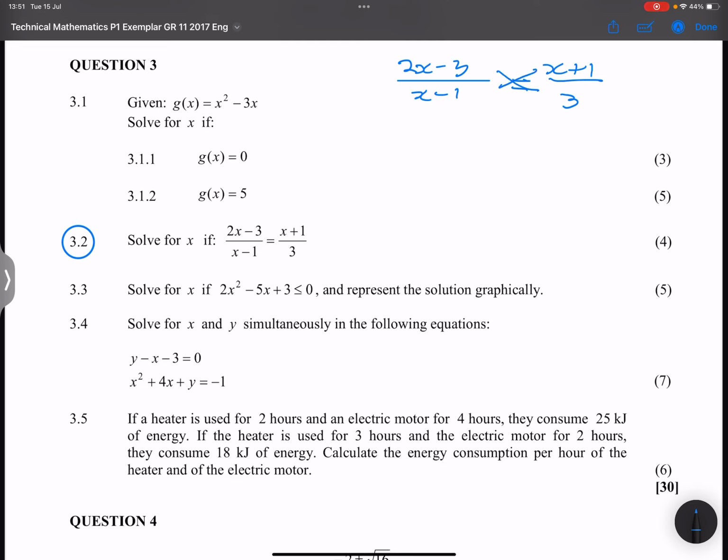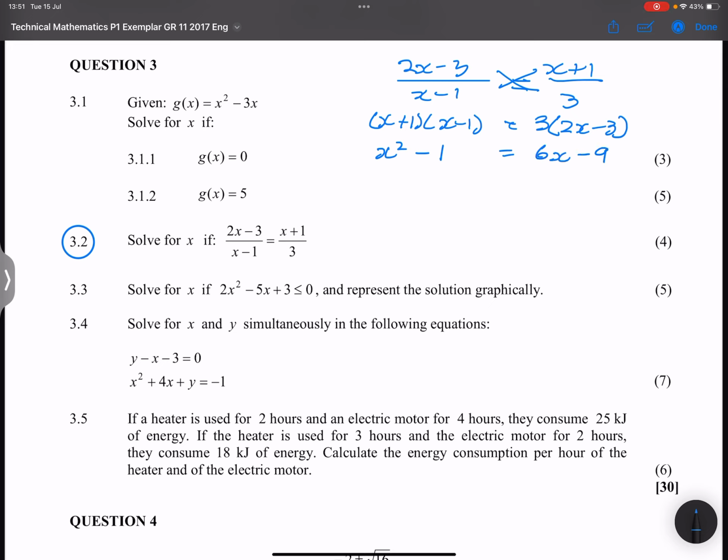So we've got x minus 1, x plus 1, right? That's the difference of squares. That's going to create the difference of squares. That's x squared minus 1. And this is equal to 3 into 2x minus 3. Now, ladies and gents, this is going to simply be x squared minus 1. And this is going to give us 6x minus 9.